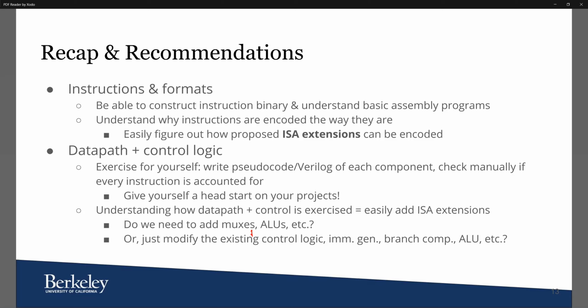So a good exercise for yourself is to write the pseudocode and Verilog of every component in the data path, and then check if the instruction is accounted for. By doing this, you give yourself a bit of a head start on your projects also. Also, do the exercise that we just did with those 5 instructions. That way you can understand how the data path and control are exercised, and you can easily see how new extensions and new instructions can be added. For certain types of instructions, you may need to add boxes or more ALUs, while other types may only need to modify what's existing in the control logic, immediate generation, branch comparator, ALU, etc.